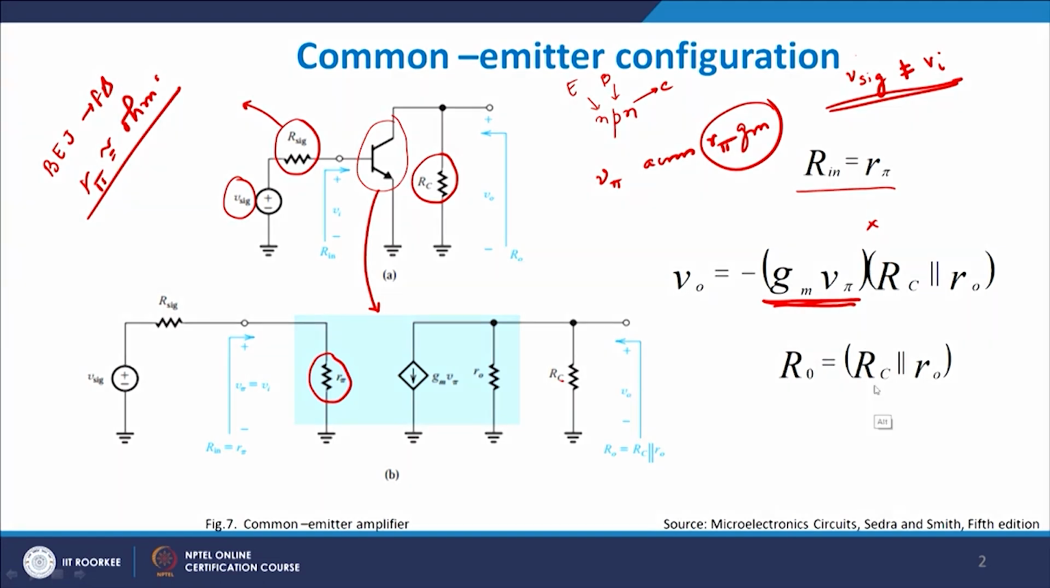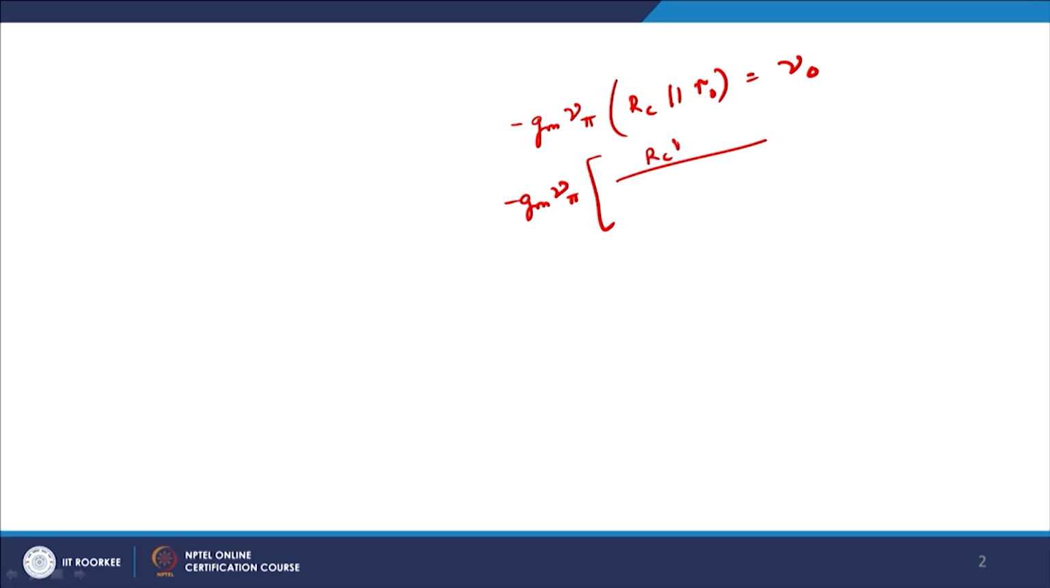If you look carefully, it is basically minus g_m times V_pi into RC parallel to R_0. This is the value of your V_0. If you break it down, RC parallel to R_0 is RC R_0 upon RC plus R_0, so V_0 is minus g_m V_pi into RC R_0 upon RC plus R_0.